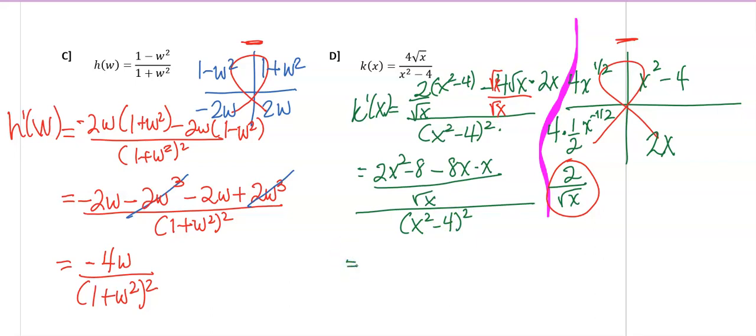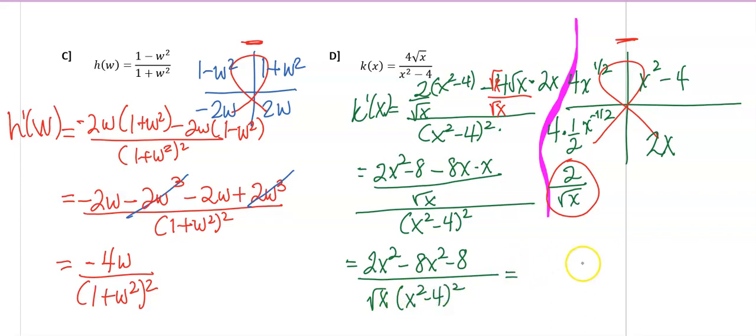All right, let's clean it up. It looks like we have 2x squared minus 8x squared minus 8. Now the square root can go to the denominator. Final answer looks like negative 6x squared minus 8 over square root of x times (x squared minus 4) quantity squared.